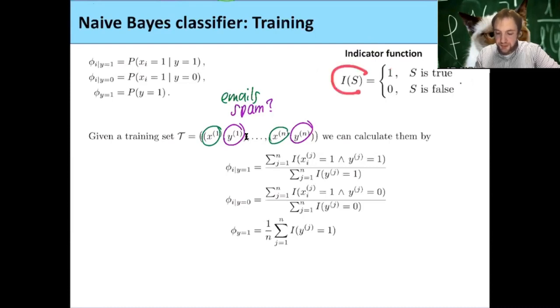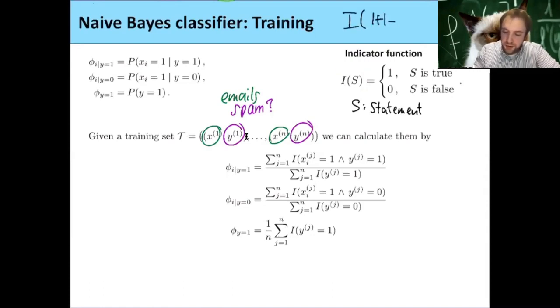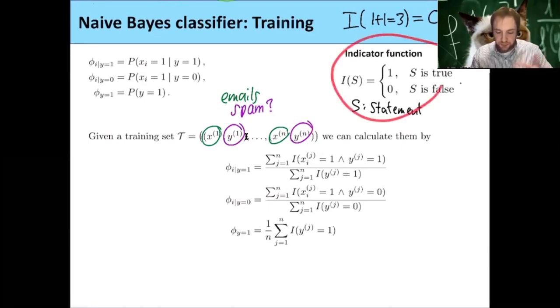If I have a statement S, then this is either 1 or 0. For example, I of 1 plus 1 equals 3 would be 0, because this statement is wrong. And this is just a notation we can use to write down things more easily.